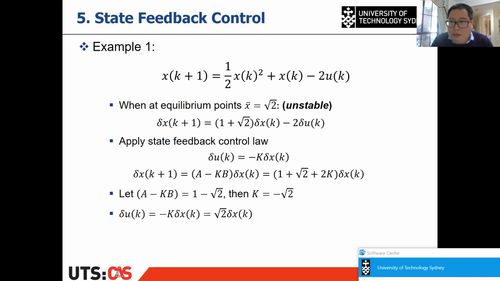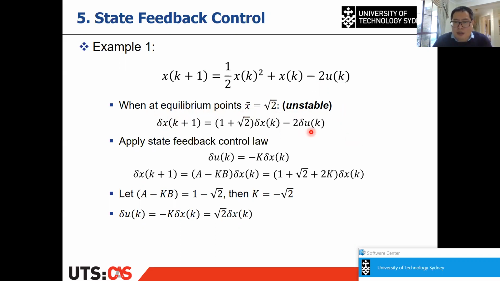And for the state feedback control, it is similar. It is still at an equilibrium point, and also it is still on the linearized system. All right. So suppose it's still that example we have. Suppose we have this nonlinear discrete time system, and when we have x bar equal to square root of 2, which is not stable, then we have this linearized system, right?